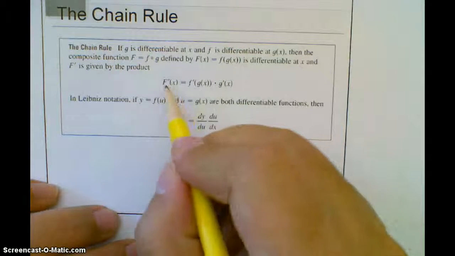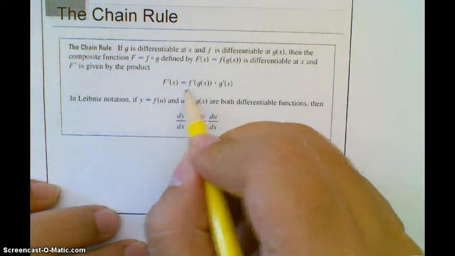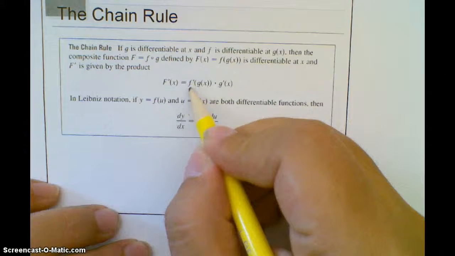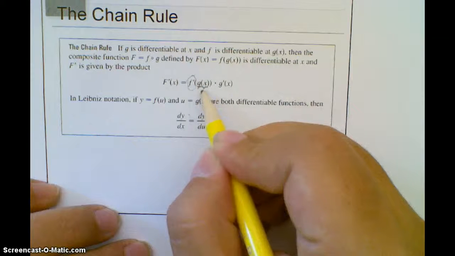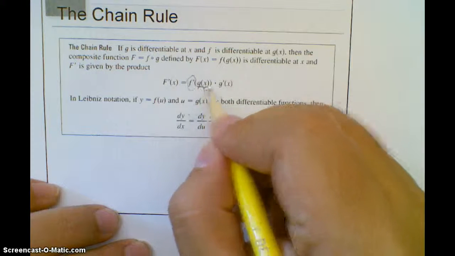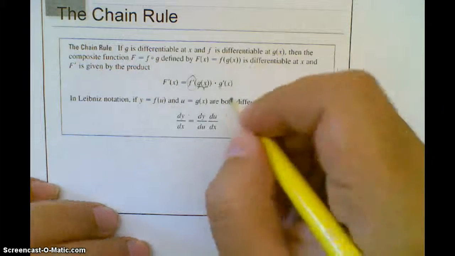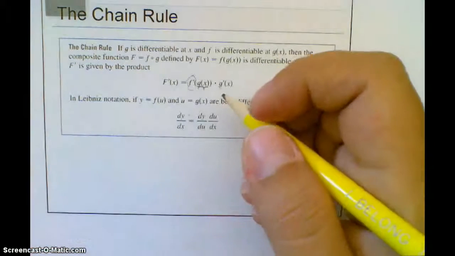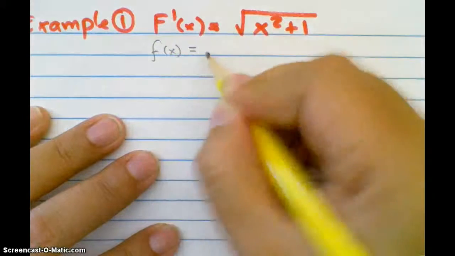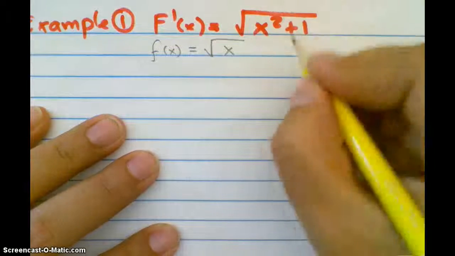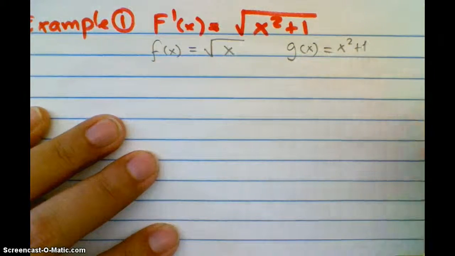So taking the derivative of a function that is the composition of two functions will imply doing two things. First, take the derivative of the outer function, evaluated at the inner function, times the derivative of the inner function. I'm going to use example 1 to illustrate this rule. Okay, so my function f is square root of x, and my function g is x squared plus 1.